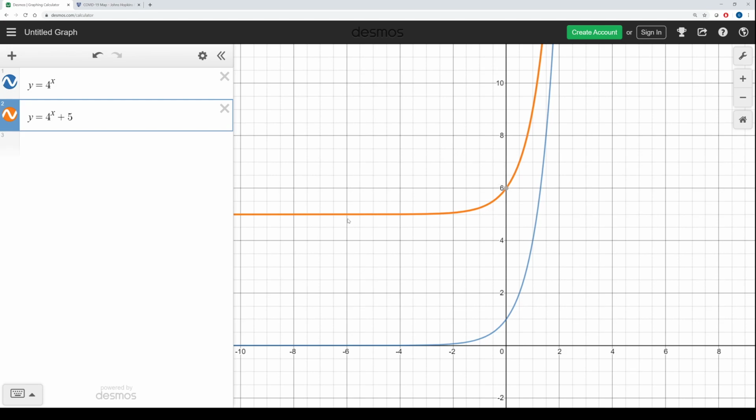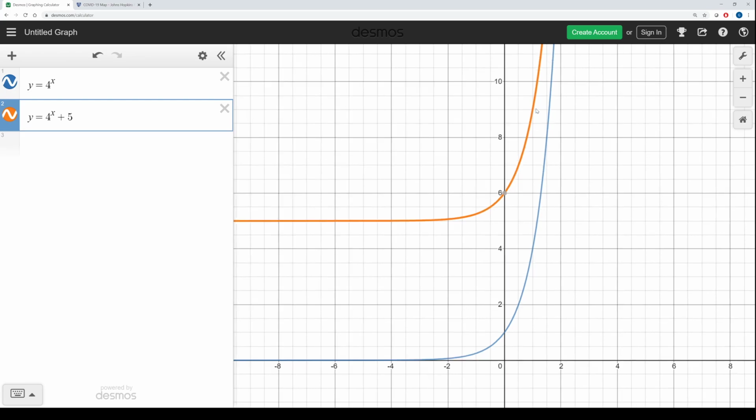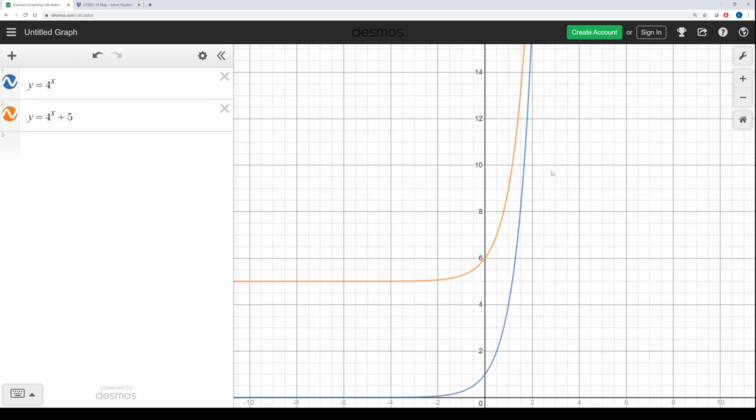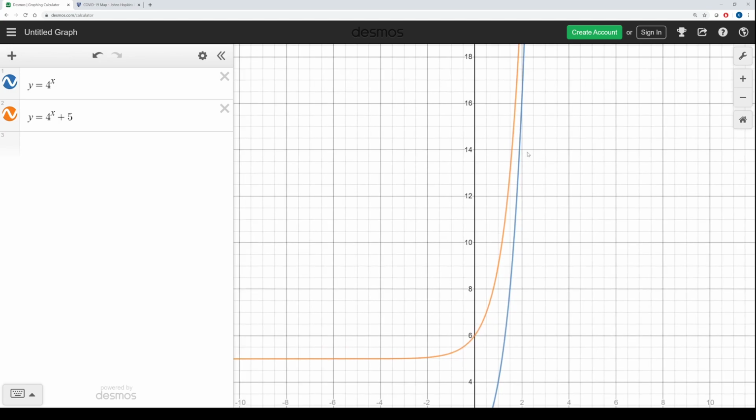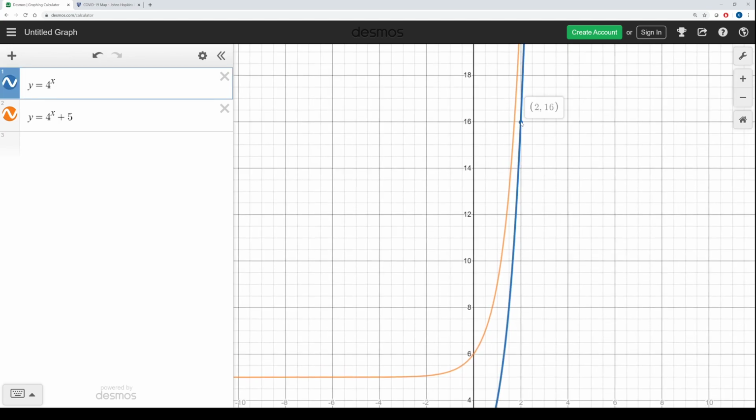And it looks like these are all 5 above. It looks like they get closer as we get up here. That's actually just because they're growing really fast. So for example, here, it crosses the blue line at 1, 4. If we go up 5 units, the orange curve should go through 1, 9. And it does. Okay. The blue curve goes through 2, 16. So the orange curve should go through 2, 21.